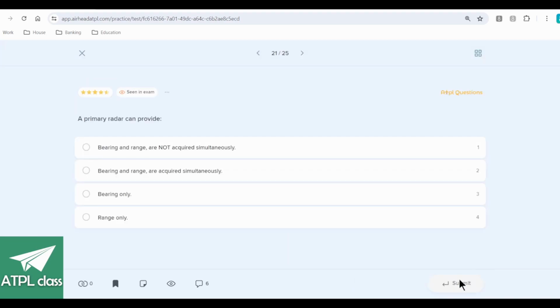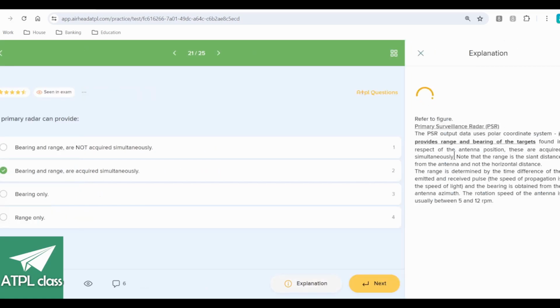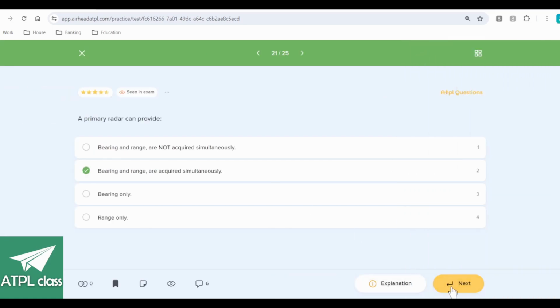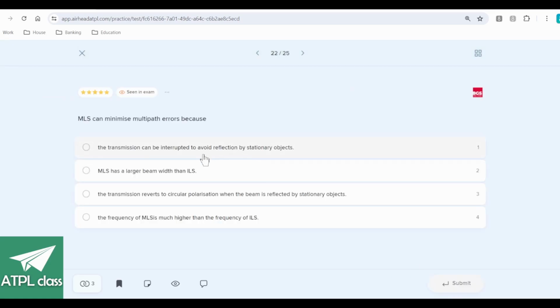Have a little explore. A primary radar can provide bearing and range, and they are acquired simultaneously. Bearing and range are acquired simultaneously. Yes. The pulse comes back depending on which direction the radar dish is pointed. That's the bearing, and the range is how long it takes to come back, divided by the speed of light.